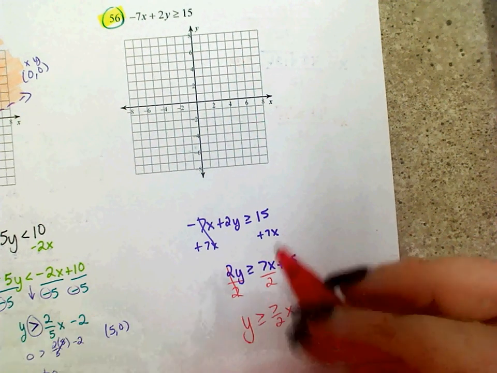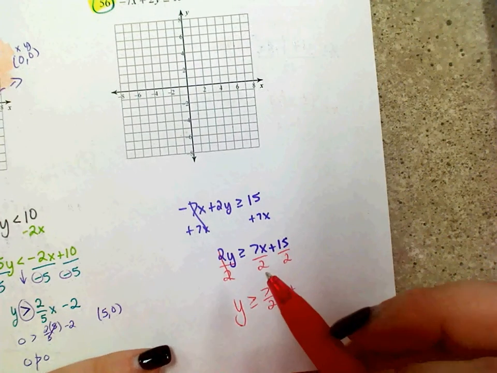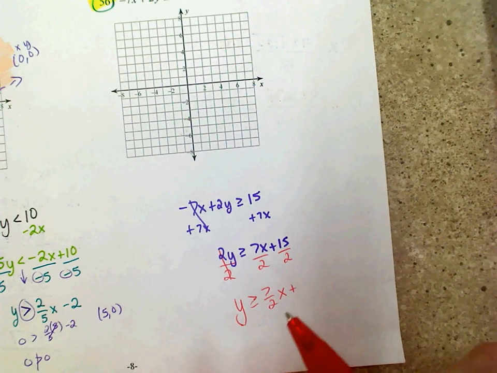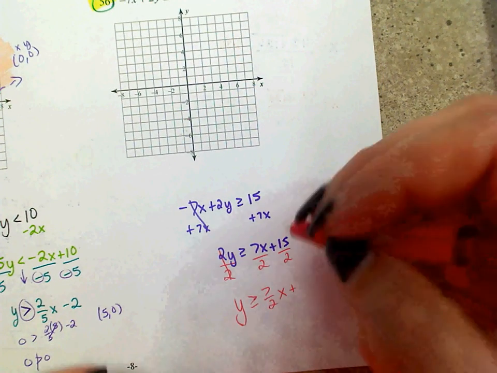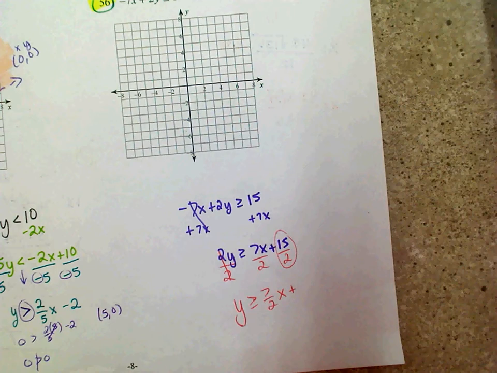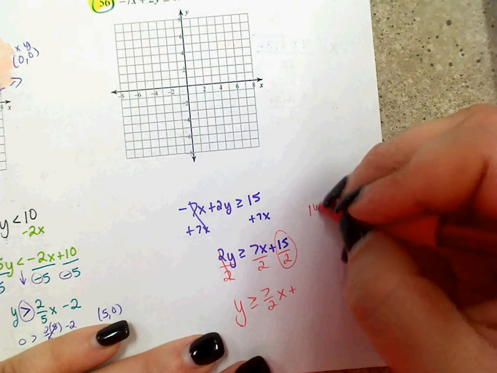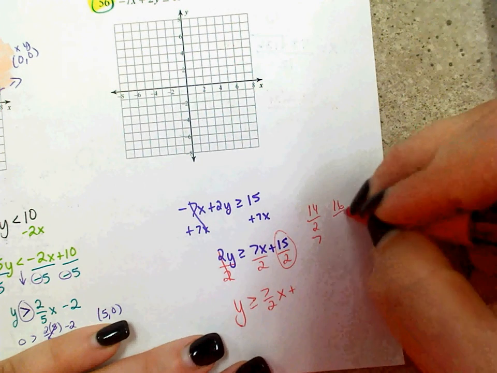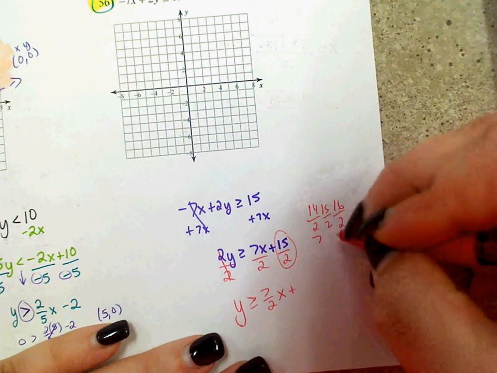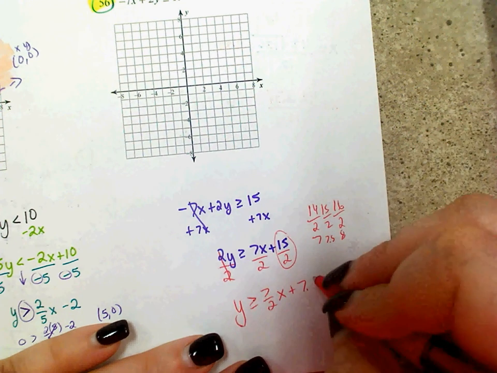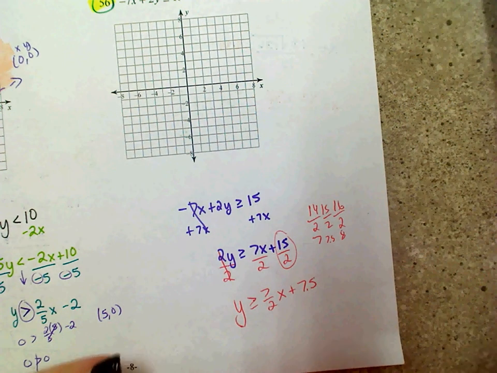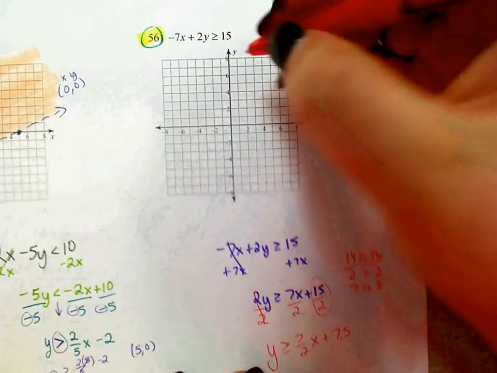plus. Now, I like to leave the number in front of x, the slope, as a fraction because it makes sense, up 7 over 2. But this is a y-intercept, 15 cut in half. So 14 cut in half is 7, 16 cut in half is 8, so 15 cut in half is 7.5. I need to actually plot a point, and it makes sense to go to 7.5 on the y-axis versus 15/2. So I'm going to go to 7.5 and plot a point.